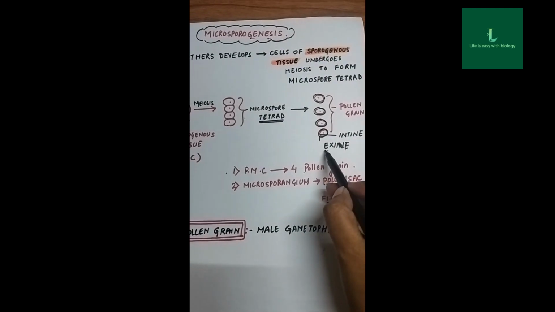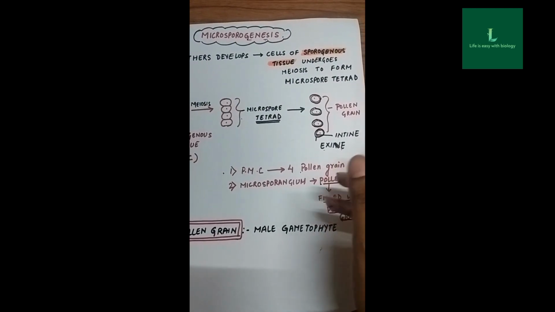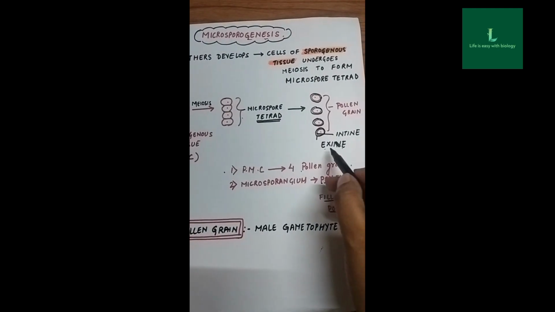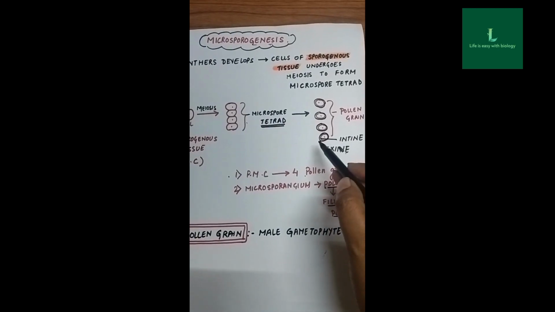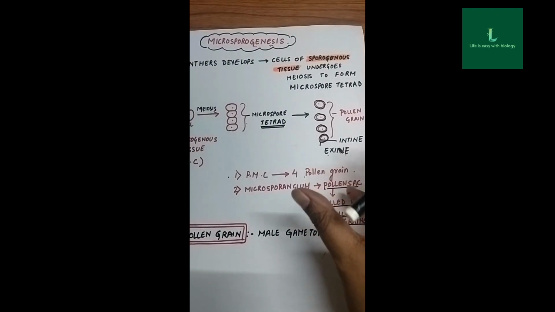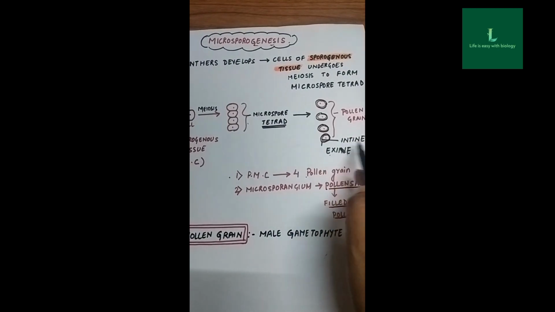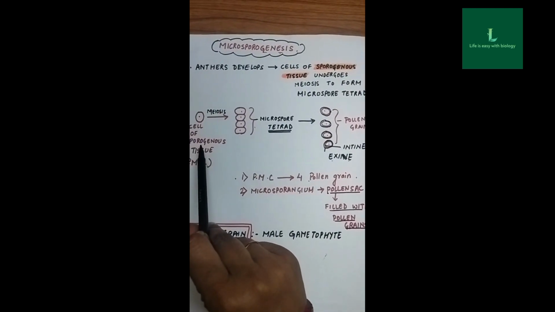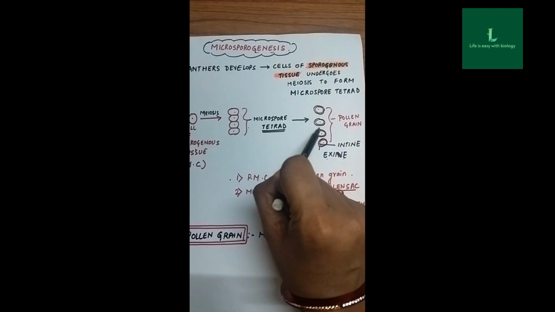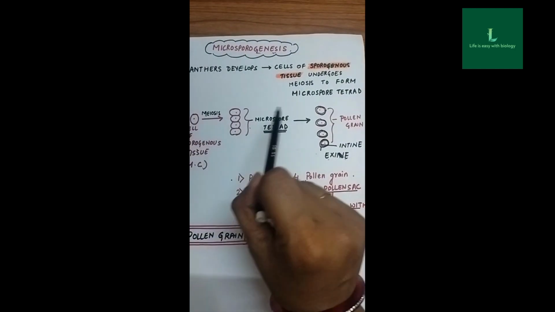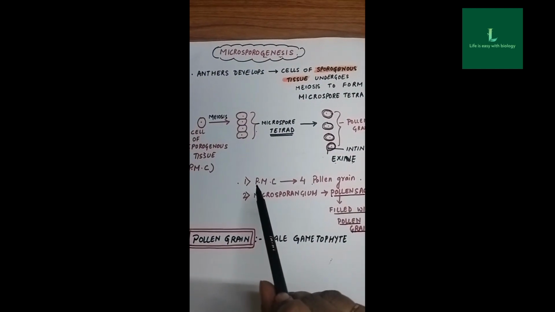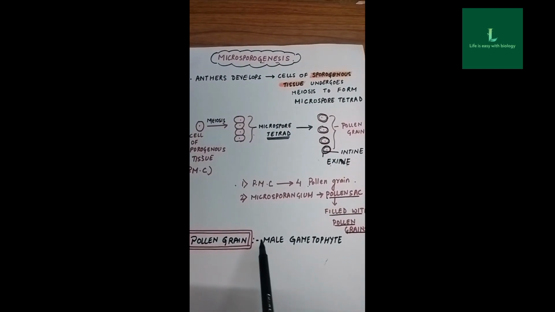How to remember this? See students, anyone who is from outside is called an external person. E for external, so outside. Intine, internal, the one who is nearby is internal, so intine. So we observe here that from one pollen mother cell, how many pollen grains are obtained? 4. Or how many microspores are obtained? 4. Fine. So from one pollen mother cell, 4 pollen grains are obtained.